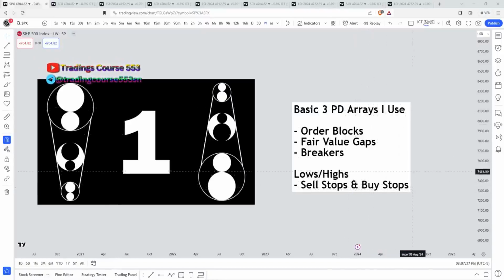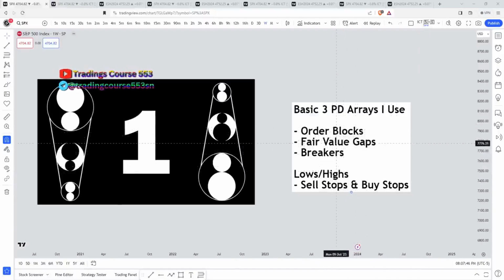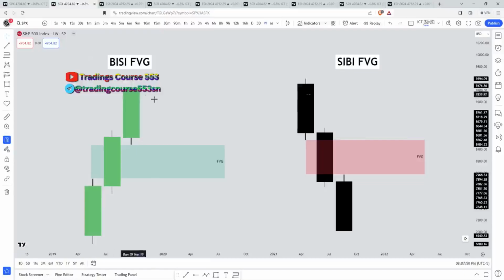and buy stops here. I'm not going to be talking about the model in this video, but you need to understand the basics and the fundamentals behind these 3 PD arrays before you can understand the model that I'm going to teach later in this series. So the first PD array that we're going to be covering is the fair value gap.